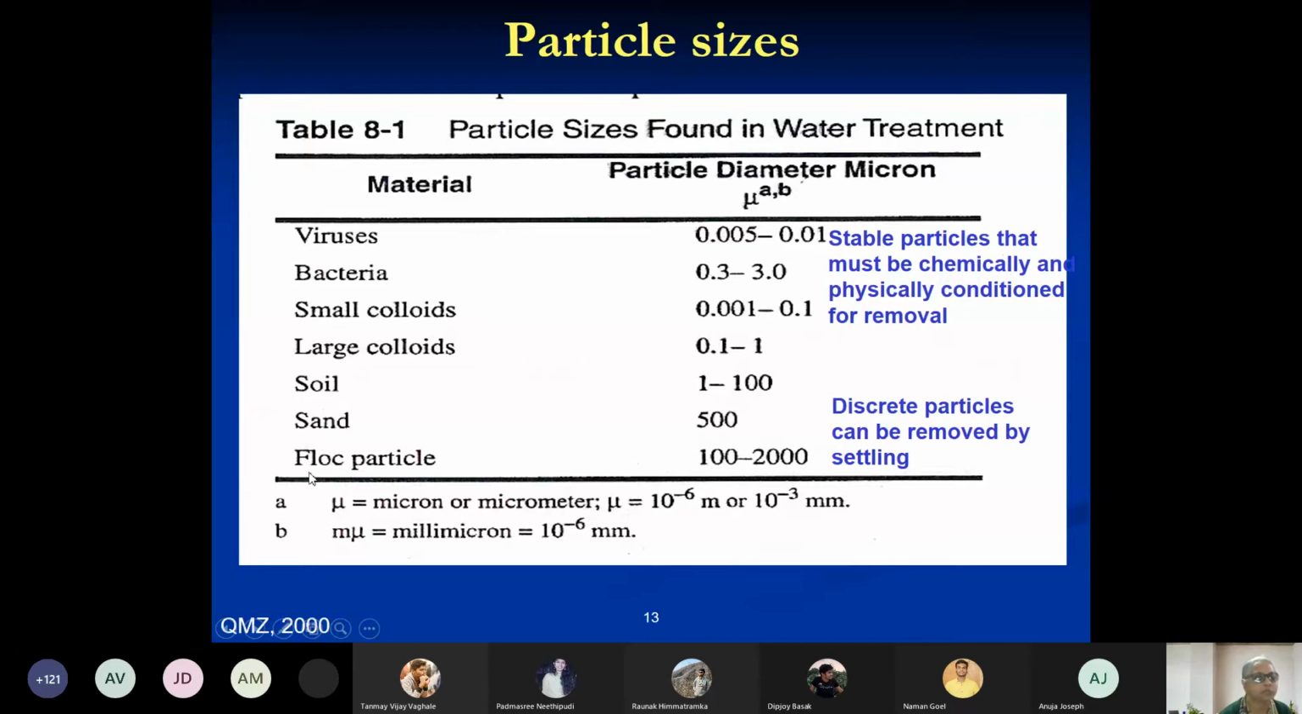And finally, we come to floc particles. The particles that we are creating in the water treatment plant have to be anywhere from, let's say, 100 to 2000 microns, and only then can they be removed by gravity settling. So gravitational settling is not working for these submicron particles.